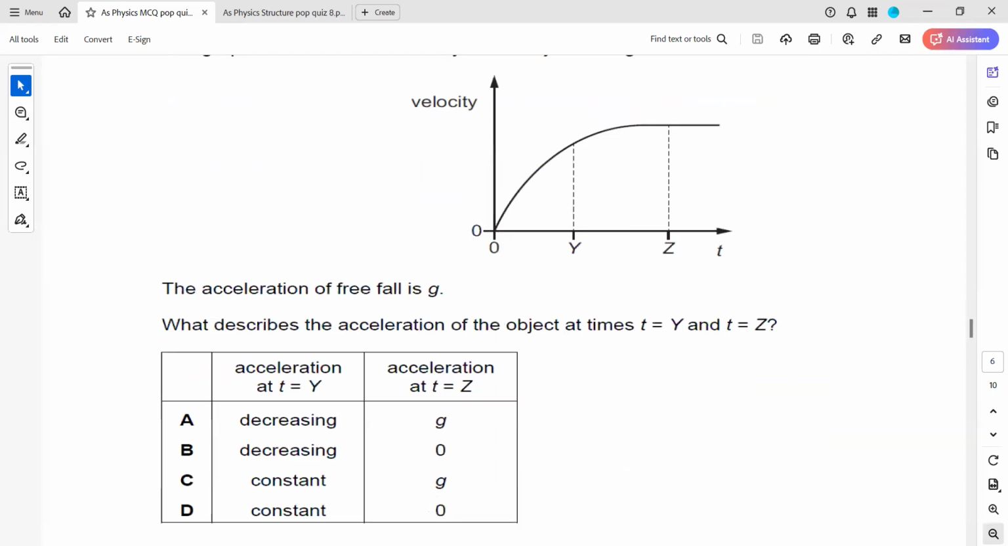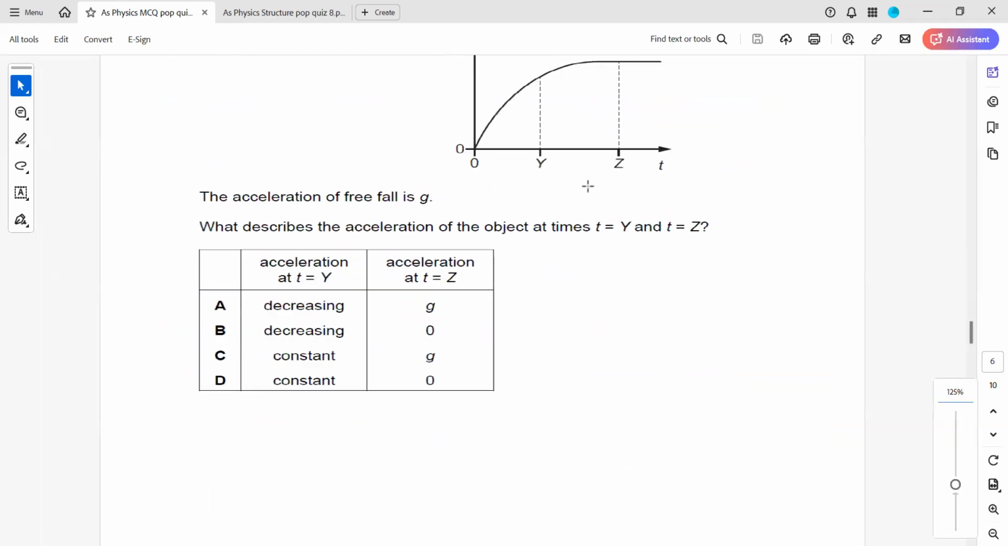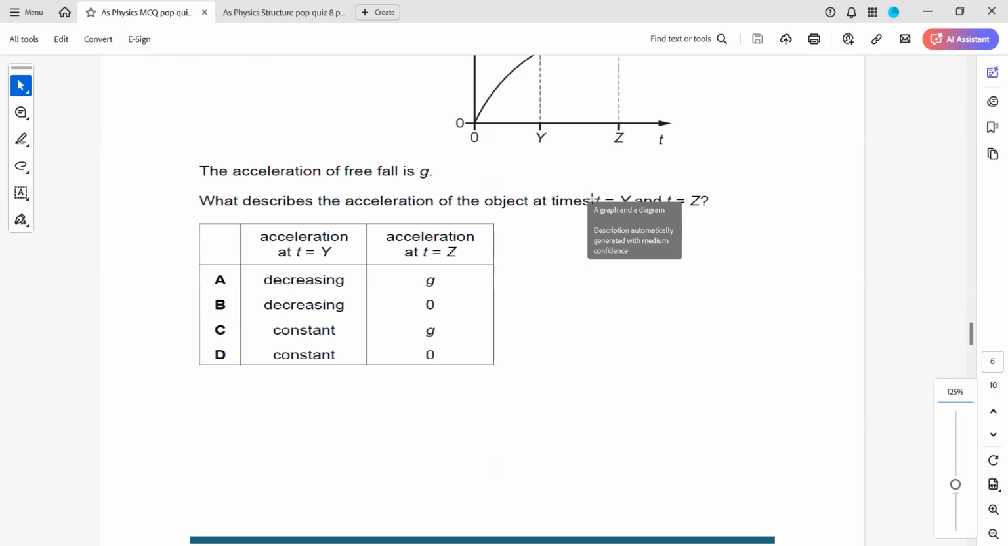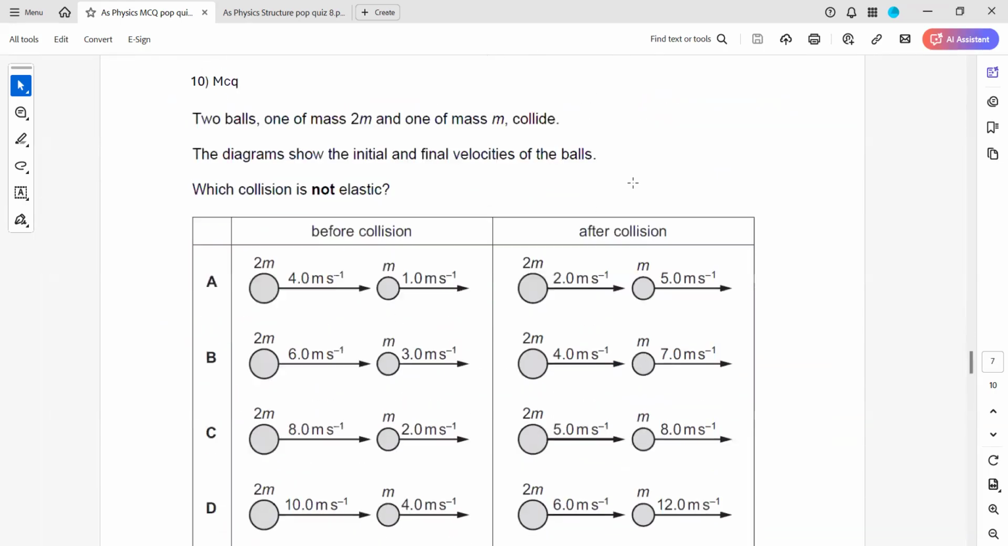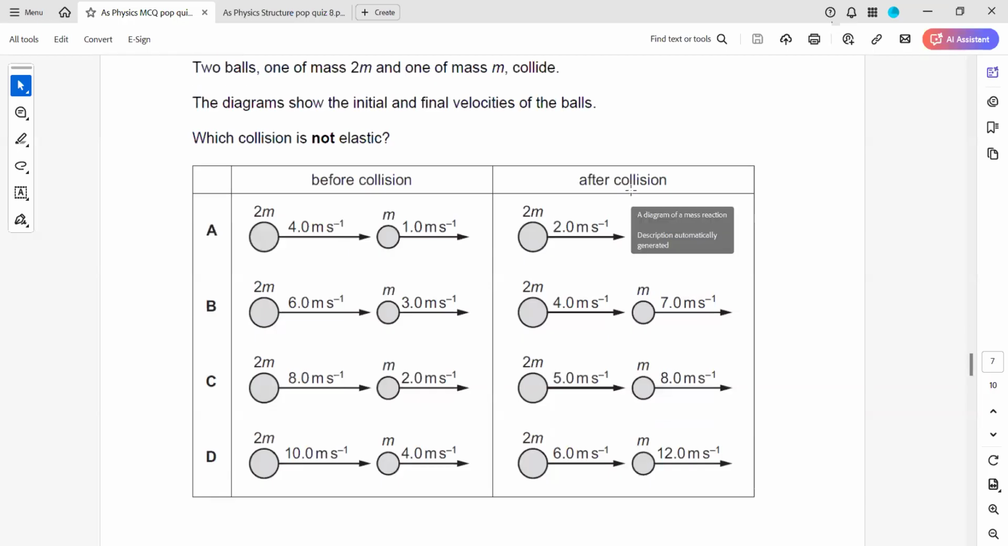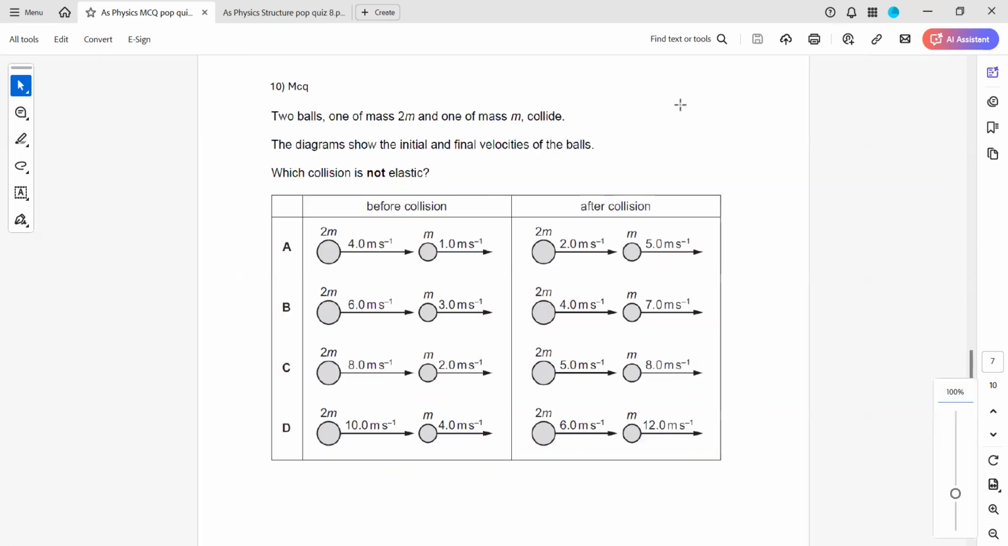Question 9, any doubt? Question 10. For an elastic collision, what is the condition? The momentum must be conserved, meaning momentum before and after collision should be the same, and for elastic, the kinetic energy should also be the same.